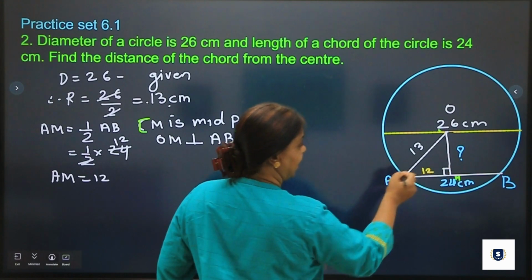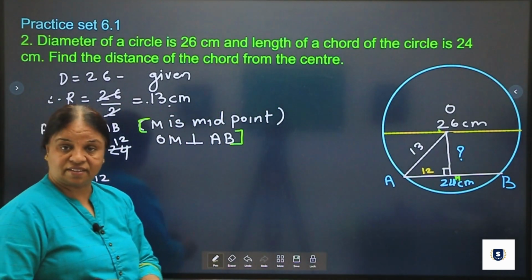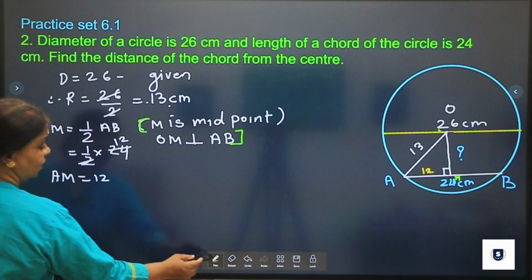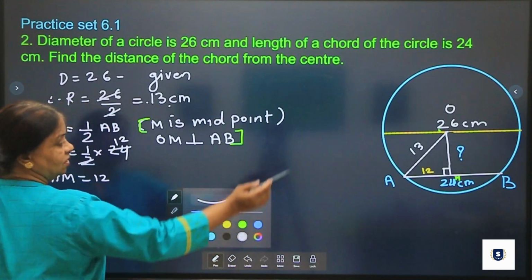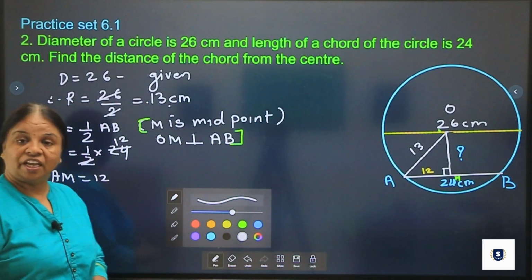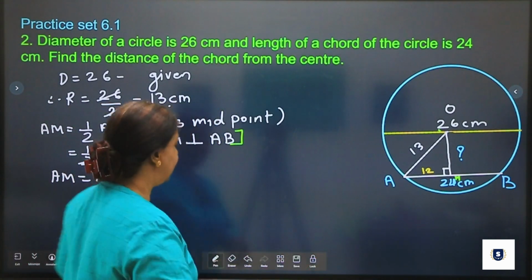And we know radius is 13. We can find out OM. OM is the distance of the chord from the center. So let's do that. And we also have OM perpendicular to AB. That means it is a right angle triangle. If it is a right angle triangle, we can use Pythagoras theorem here. So let's do that.